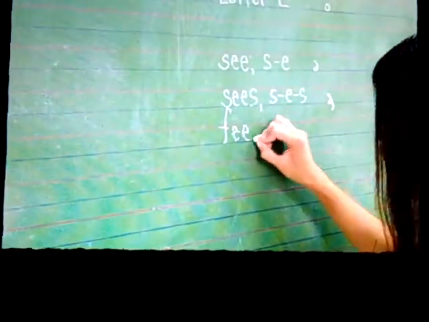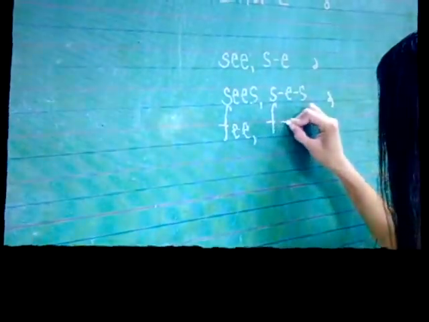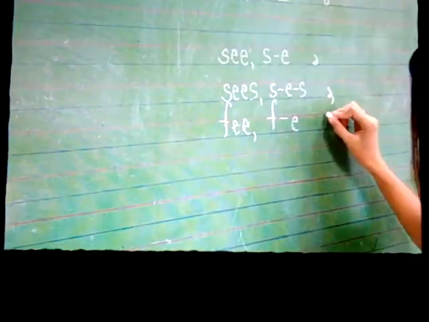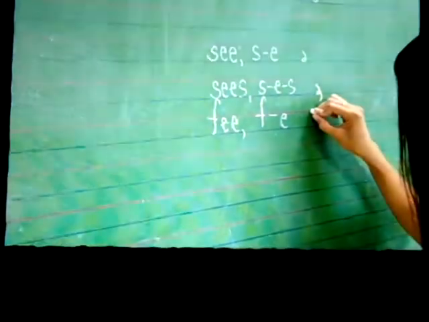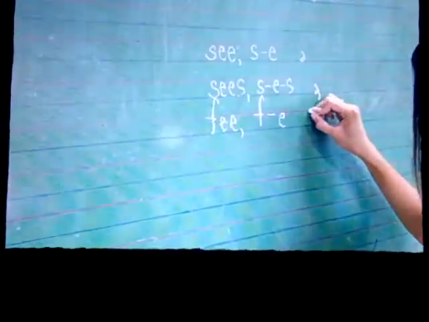Next is the word fee. Fee is represented by letter F and letter E. So the strokes for this are the shorthand letter F and letter E.